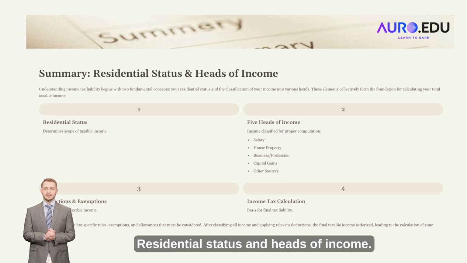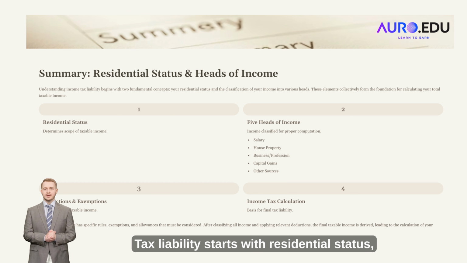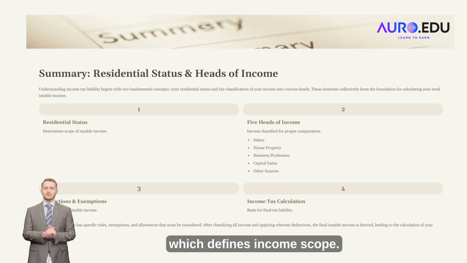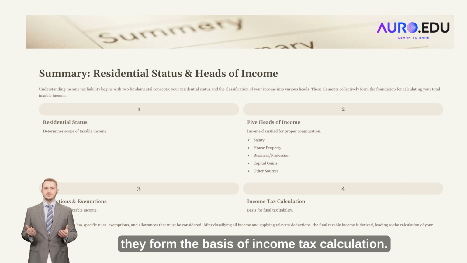Summary. Residential status and heads of income. This summary brings together earlier concepts. Tax liability starts with residential status, which defines income scope. Income is classified under 5 heads to compute correctly. Each head, salary, house property, business, capital gains, other sources, has rules and exemptions. Deductions then reduce overall taxable income. Together, they form the basis of income tax calculation.